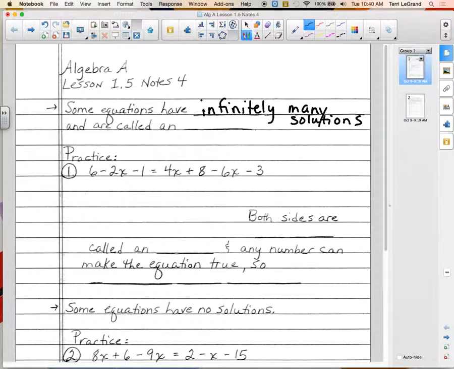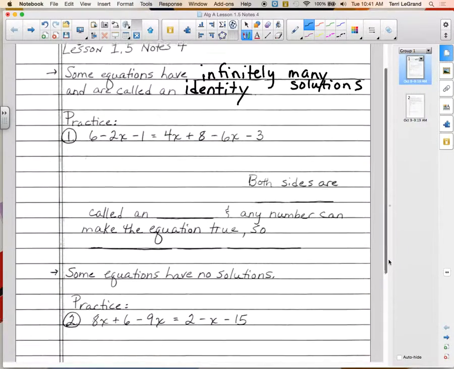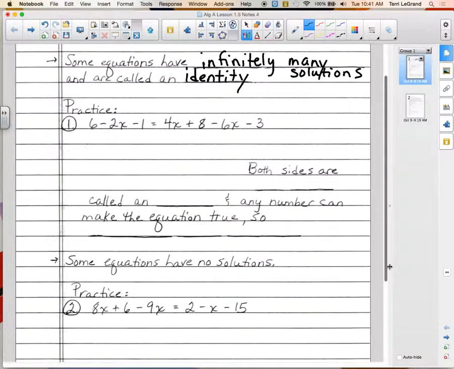Okay. So some equations have infinitely many solutions. That means there's so many of them we can't list them. And that's the case. We call that equation an identity. So when we have an equation like that, we call it an identity. And I think you'll understand better why that name after we start taking a look at some.